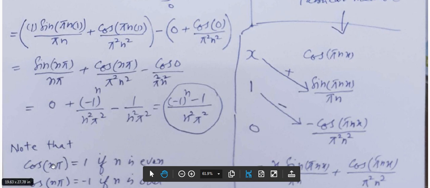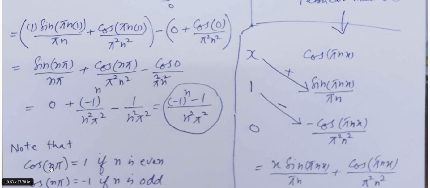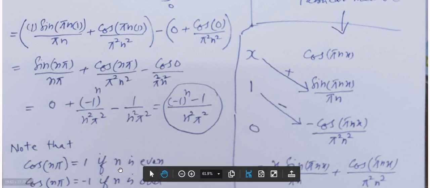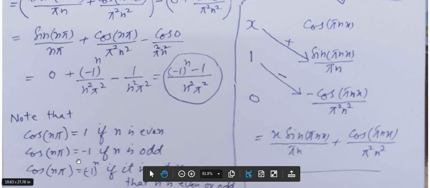For example, if I put here n say 2, we said if n is even, if you put n 2, it will be cosine 2 pi. Cosine 2 pi will be 1. If you put say 4, cosine 4 pi will be 1, cosine 6 pi will be 1, cosine 8 pi will be 1. And if n is odd, if I put 1, cosine pi is minus 1, cosine 3 pi will be minus 1, cosine 5 pi will be minus 1, and so on.